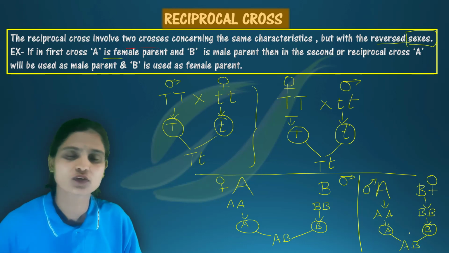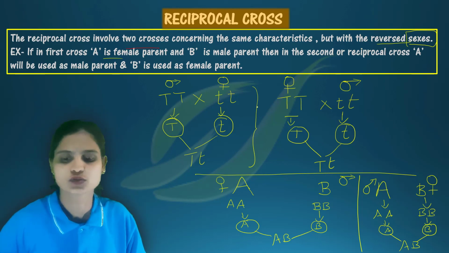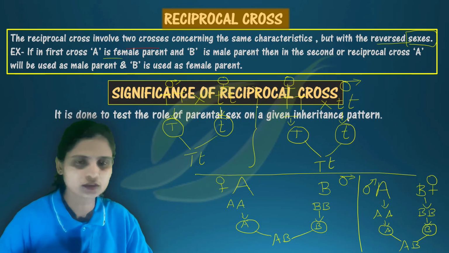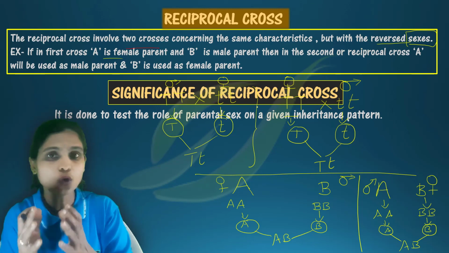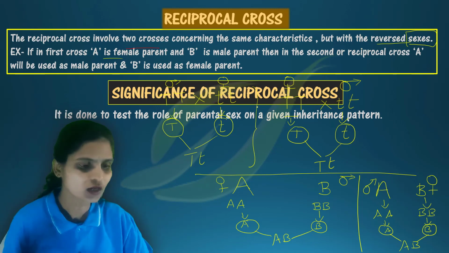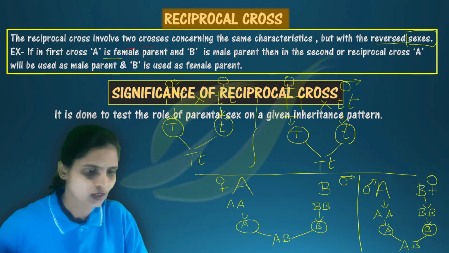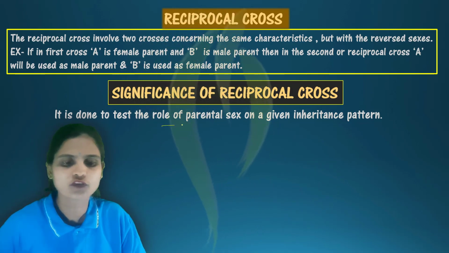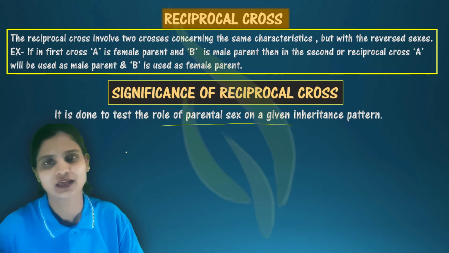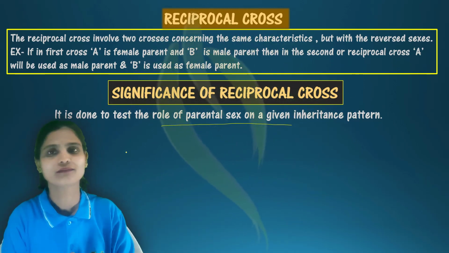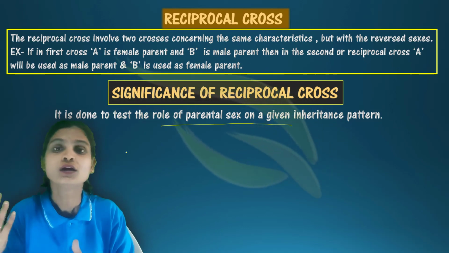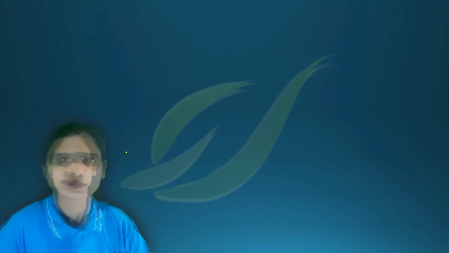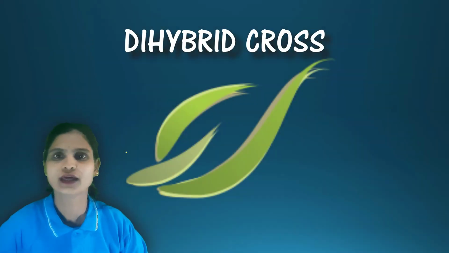So what is the importance of this reciprocal cross? Mainly, it is used to know the role of the sex in a particular characteristic feature, that is, the role of parental sex in a given inheritance: how the female character and the male character are inherited, and their effect. We are going to understand this from this cross. In the next class we are going to discuss the dihybrid cross.